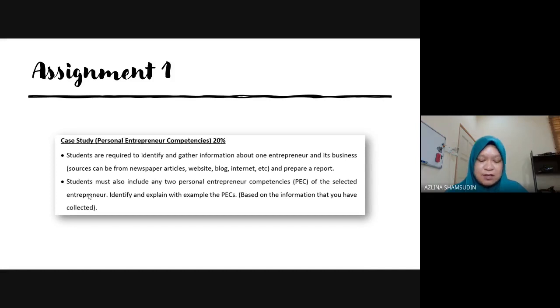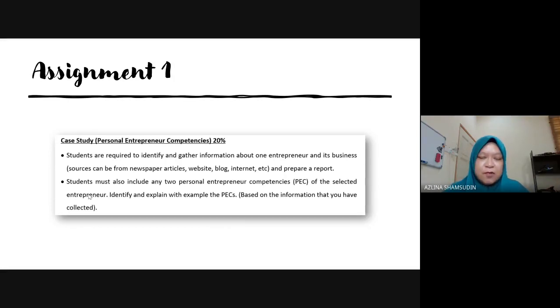You can choose anyone that you like lah. Siapa je boleh, okay? As long as it's easy for you to get the information about the entrepreneur and also its business. So sources can be from newspaper articles, website of the entrepreneur or his business, dia punya blog ke, internet ke, etc. Cuma when you want to gather the information, everything will be from online lah. You don't have to do an interview with the entrepreneur, okay? Just abstract je daripada online.